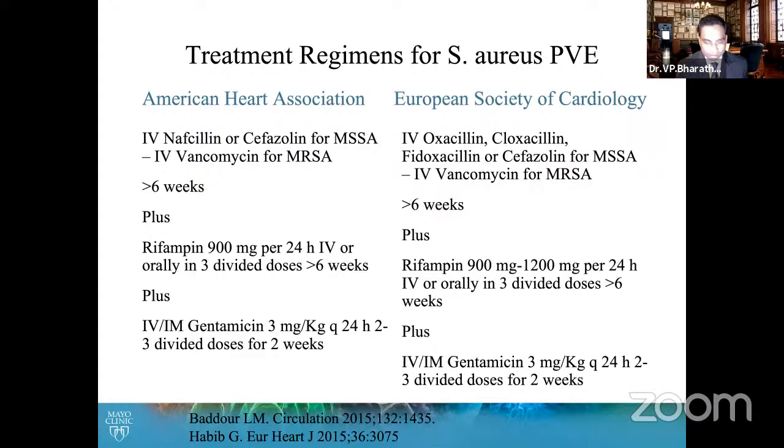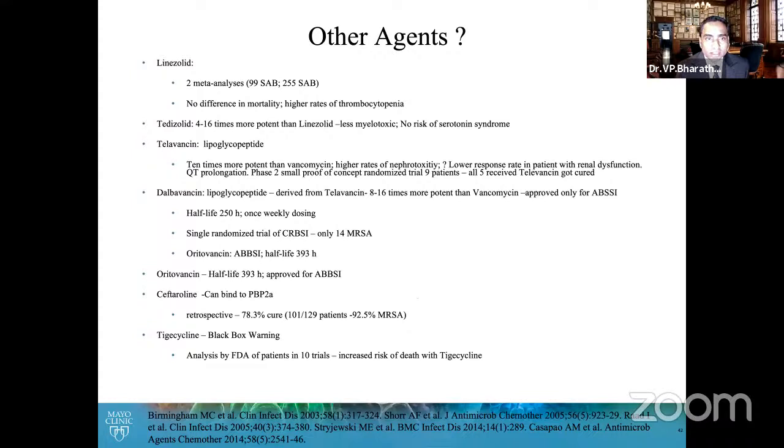Other agents: with linezolid, the limitation is that beyond 2 weeks, patients are more prone to thrombocytopenia. Tedizolid is another option, but we haven't used it. Dalbavancin, telavancin, and oritavancin are long-acting lipoglycopeptides. They have not been studied for endocarditis.